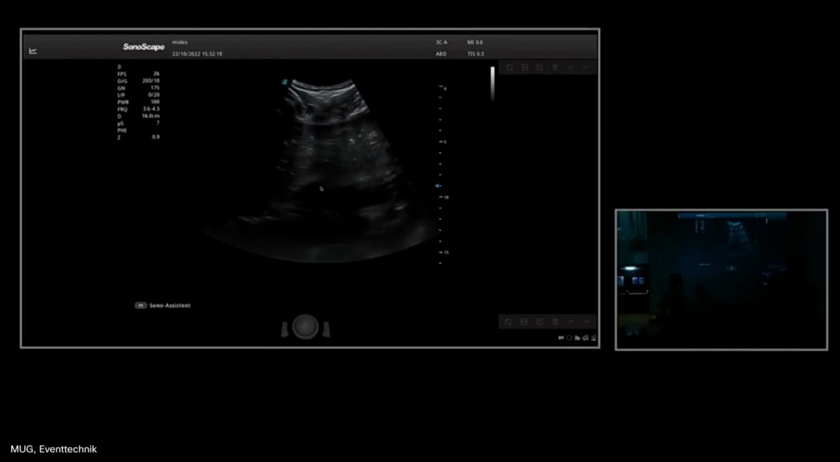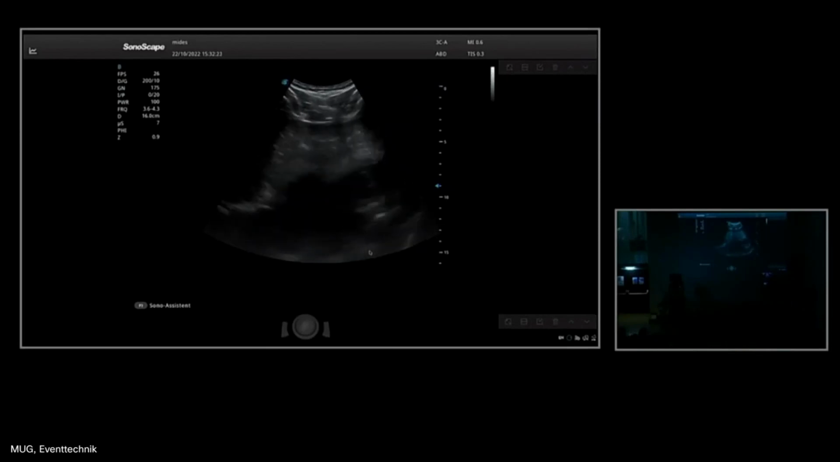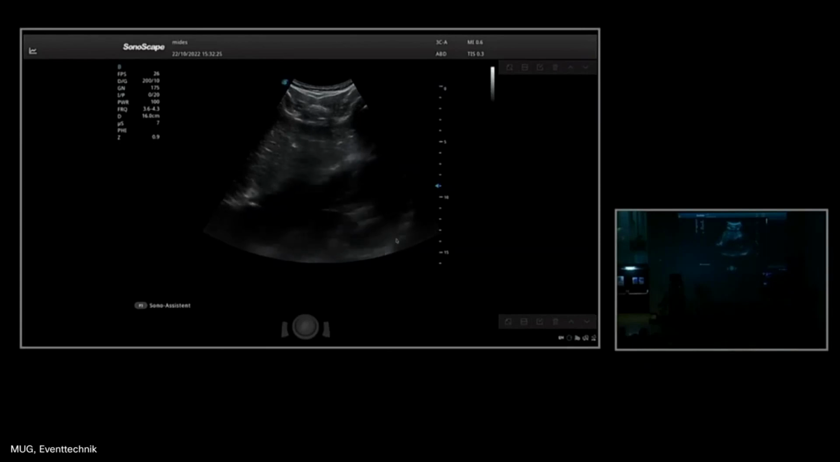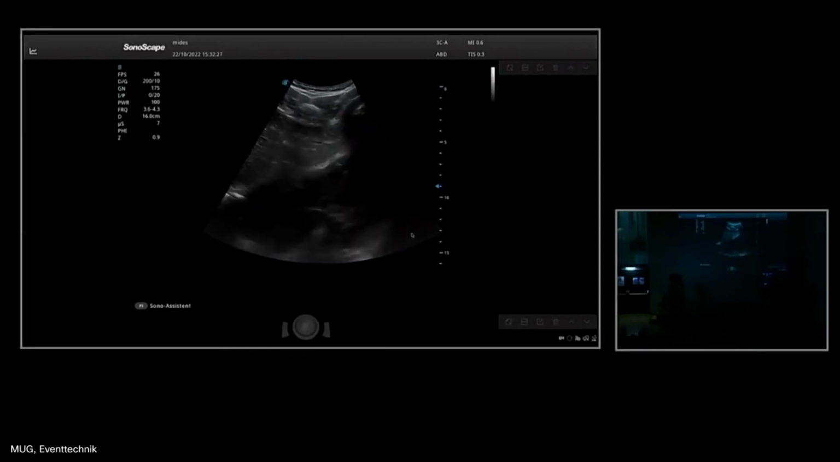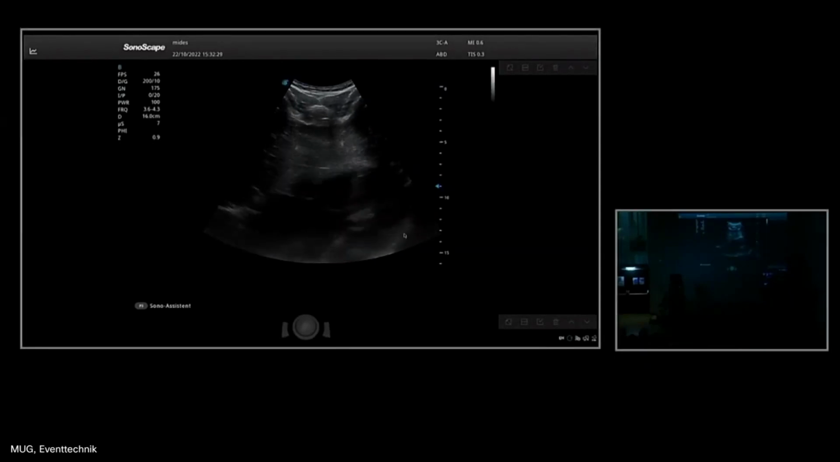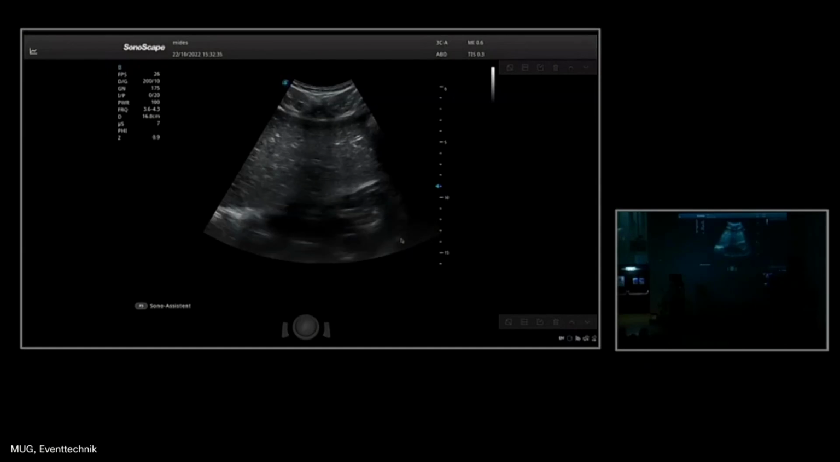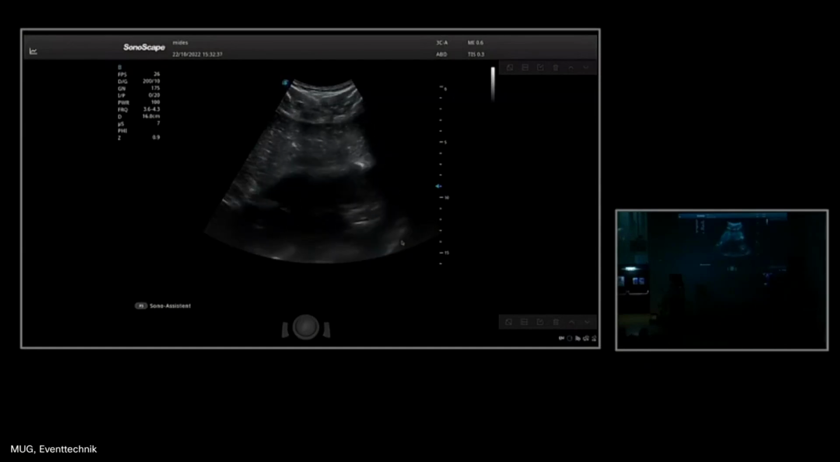This white line around here is the diaphragm, and I have here a beating heart. This white line is my pericardial sac, and I'm looking for fluid. So I'm going to push a little bit, probe more deeply, to try to perform this ultrasound examination better.